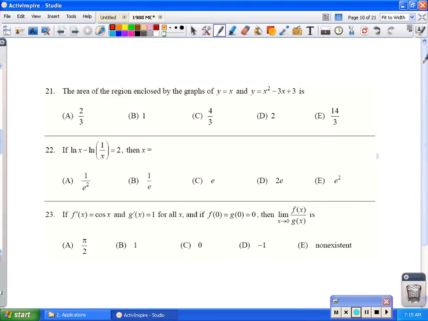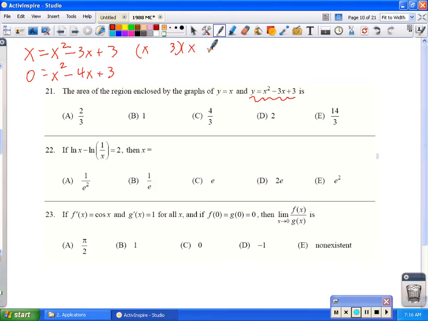21, we're finding area enclosed between two curves. Now, I'm not going to take the time to graph that, and probably you would not want to graph it either. So the first thing I'm going to do is find the points of intersection so I can get my bounds. x equal to x squared minus 3x plus 3. 0 is equal to x squared minus 4x plus 3. Factoring that, I get (x minus 3)(x minus 1). So I get x equal to 3, x equal to 1. So I know that I have an integral from 1 to 3.